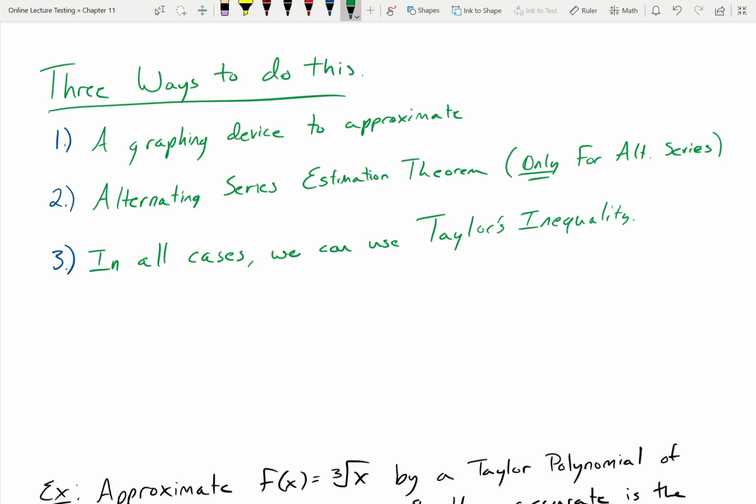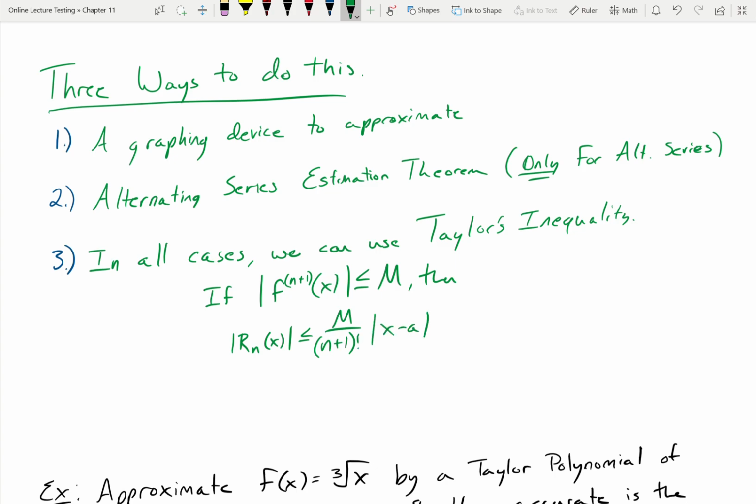All right. So remember, if the absolute value of the nth plus 1 derivative, again, this is talking about the size of it, so what's the largest value it can be, we're going to put an upper bound on it of M. Then the remainder of the series is less than or equal to big M over n plus 1 factorial times the absolute value of x minus a to the n plus 1.